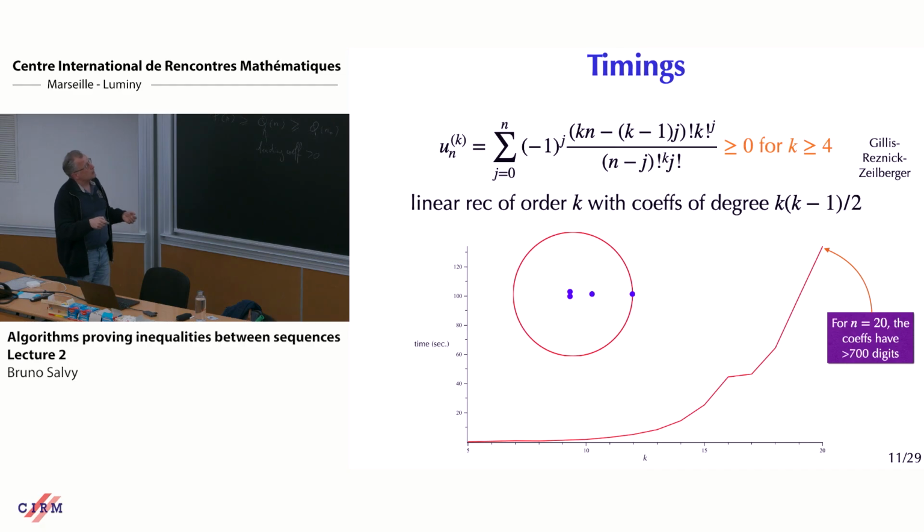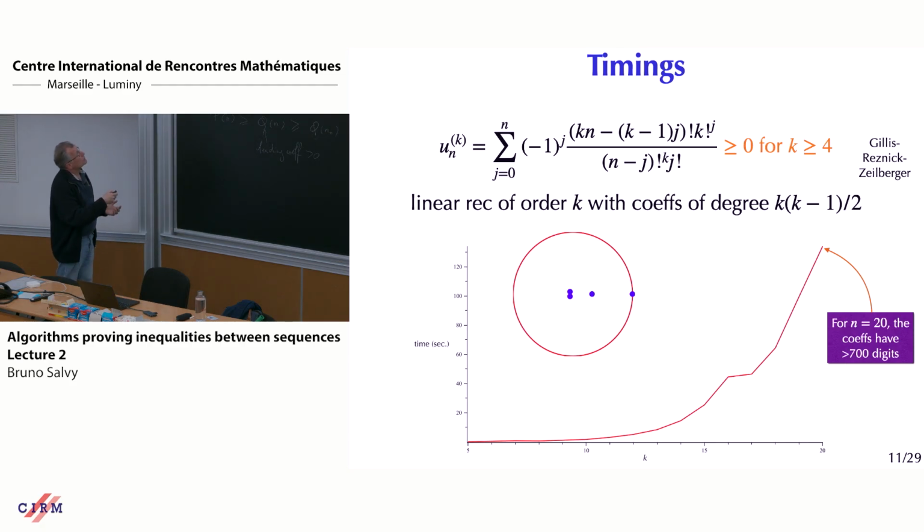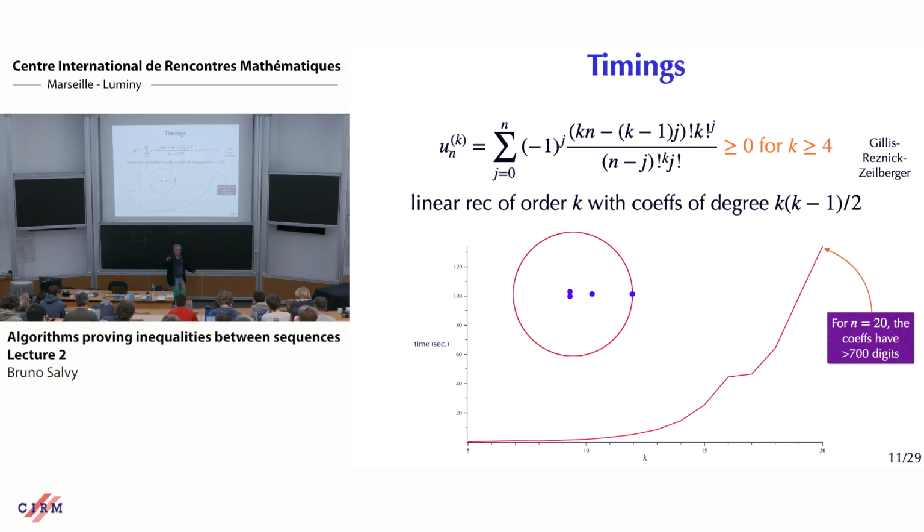for k equals 20, you have a recurrence of order 20, coefficients of degree 90, and the polynomial coefficients are integers of about 700 digits. And still, the automatic proof takes about 2 minutes. And this has not been optimized, and this has not been tried on a more recent computer. So it's good enough. And that's the picture in that case of where the eigenvalues are, which explains why it's not so difficult.